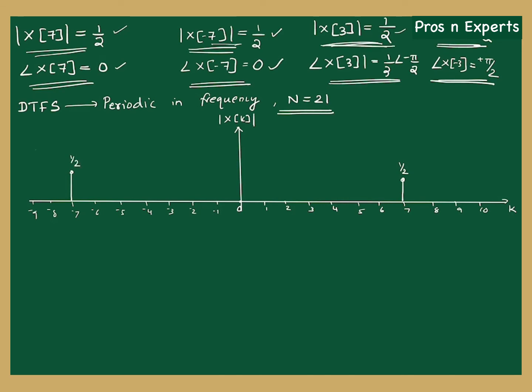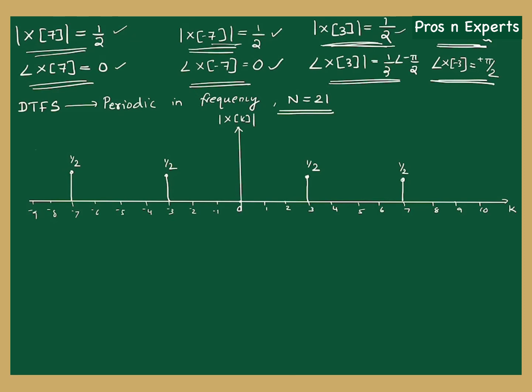Now X of 3 is also 1 by 2. So at 3 we have the same amplitude, 1 by 2. Similarly, X of minus 3 is also 1 by 2. So this is the magnitude spectrum, and I'm going to tell you that this is going to repeat after every 21 samples.